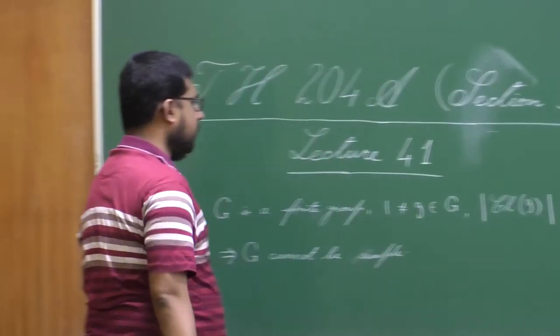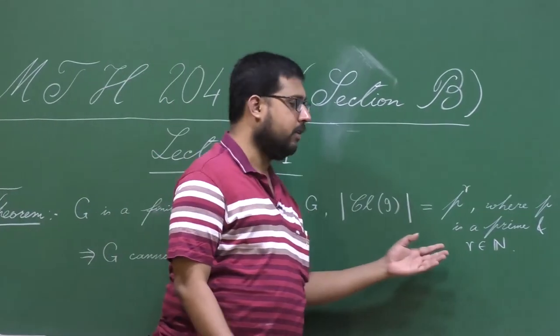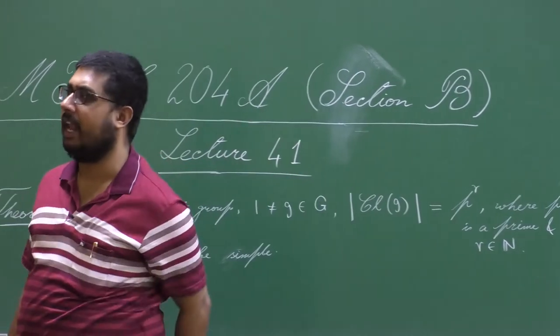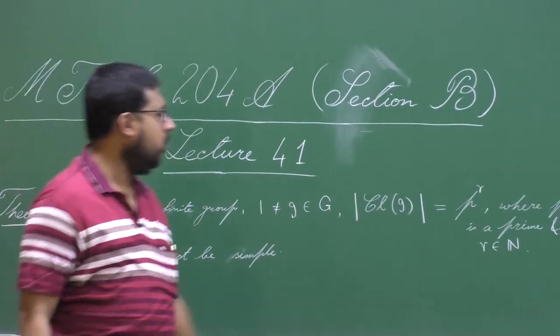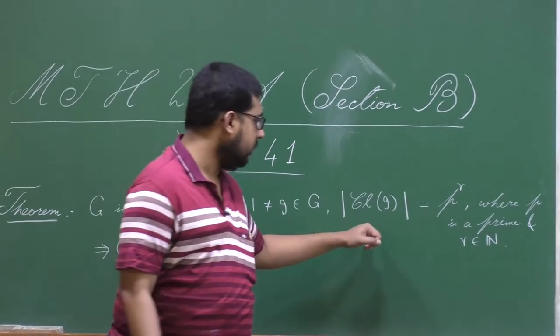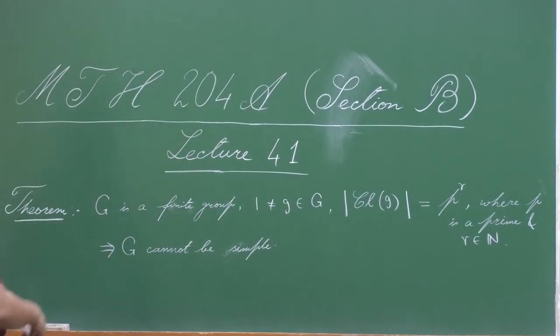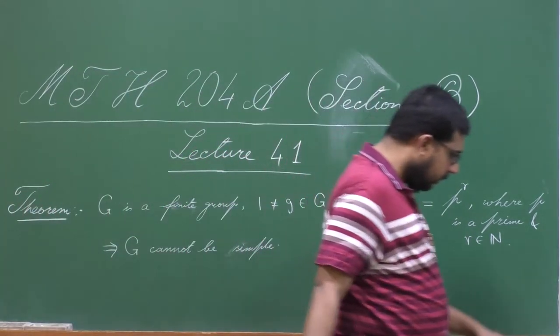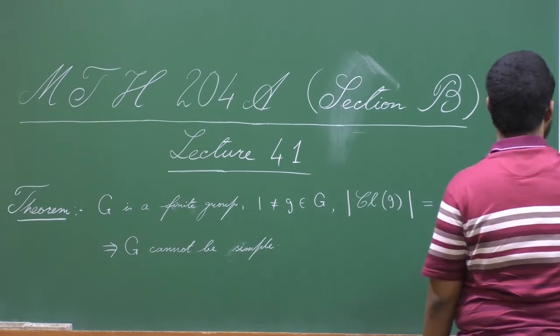So this is the statement of the second theorem. It says that if a finite group contains a non-trivial conjugacy class, namely the conjugacy class of the element g, having order some power of a prime, then the group cannot be simple. So in order to prove this, let us make a few observations.